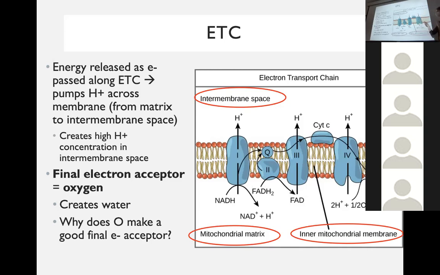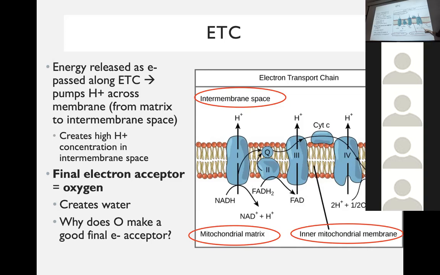But what happens at the end? These electrons have to go somewhere. They don't just disappear. We can't just lose electrons. So they end up on oxygen, basically. Don't worry about the 2.5, but we end up with electrons being added to oxygen. That's why oxygen is the final electron acceptor.